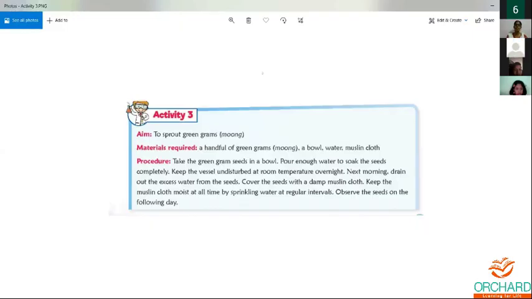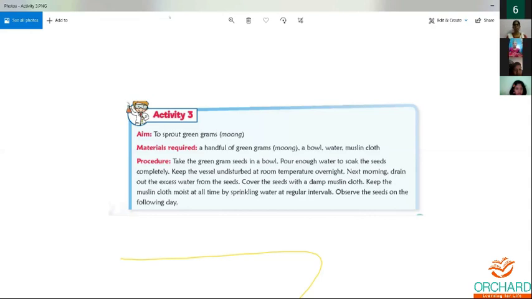So the third activity we'll discuss now. I hope I gave you this activity to do, right? Sprout green grams. You're supposed to take a handful of green grams and pour enough water to soak the seeds completely, and after that keep the vessel undisturbed at room temperature overnight. Next morning, drain the excess water from the seeds and cover the seeds with a damp muslin cloth. Keep the muslin cloth moist at regular intervals. Observe the seeds on the following day.